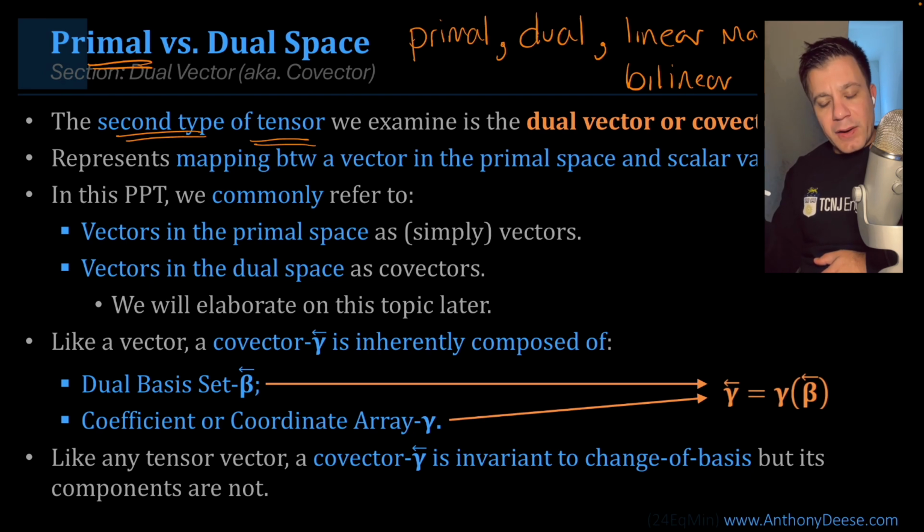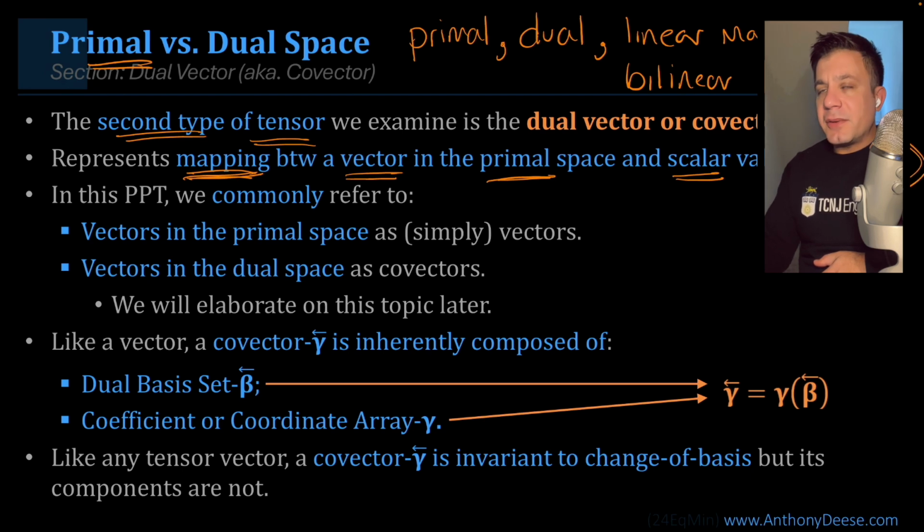The dual vector is very different in that it represents a mapping. It has a function-like behavior, meaning that it accepts an input, which in this case will be a primal vector, and generates an output, which in this case will be a scalar value. So it represents a mapping between a primal vector in the primal space and some scalar value. And we could represent the mapping as shown here, vector to scalar mapping.